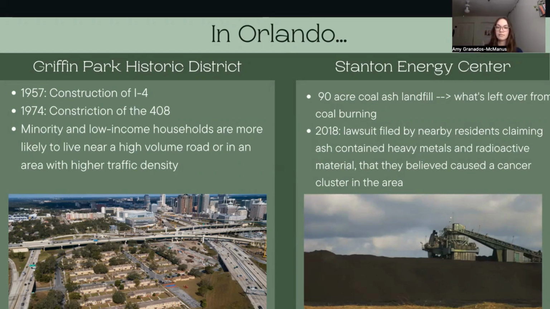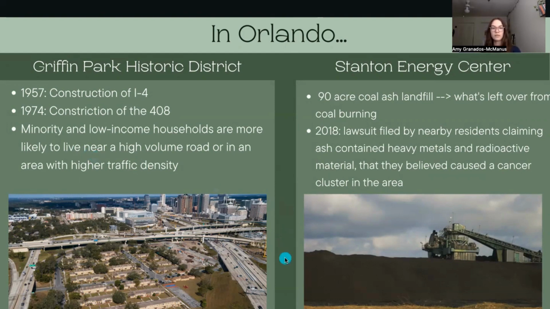those roads daily. A study from the University of New Mexico found that low-income and minority households are more likely to live near a high-volume road or in an area with higher traffic density. And as we just discussed, this can come with a number of negative health effects.